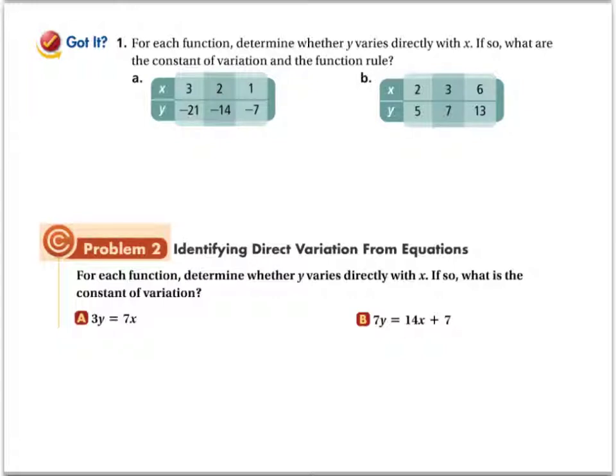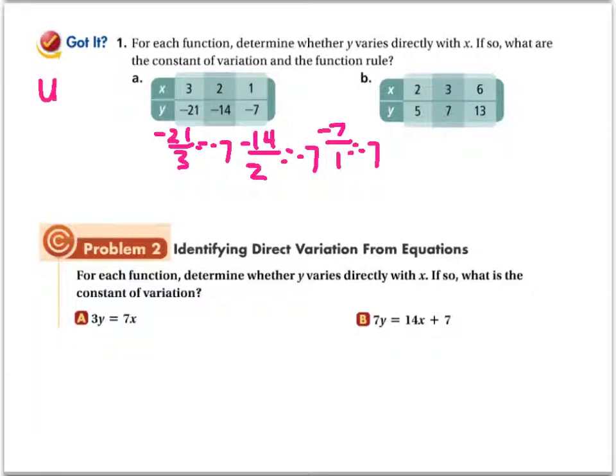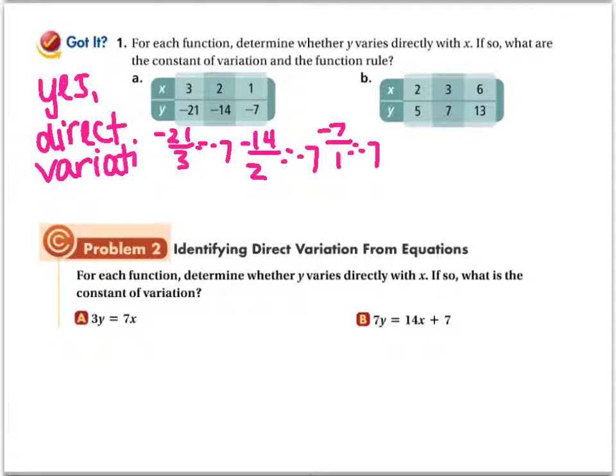Sadie? Yes. What is our k value? -7. Exactly. And she found that by taking y divided by x, and every time she got -7. So yes, this is a direct variation. k is -7. And can somebody give me the function rule? Selena. y equals -7x. Very good.